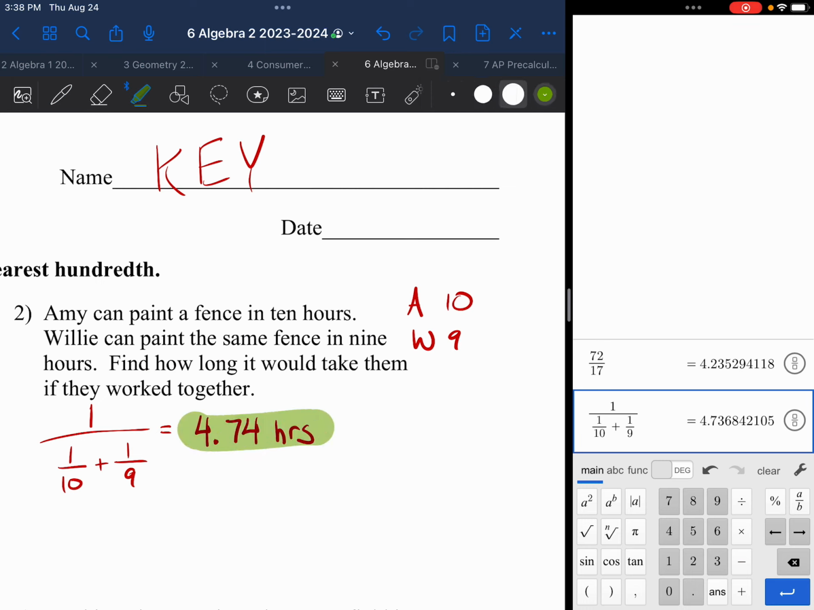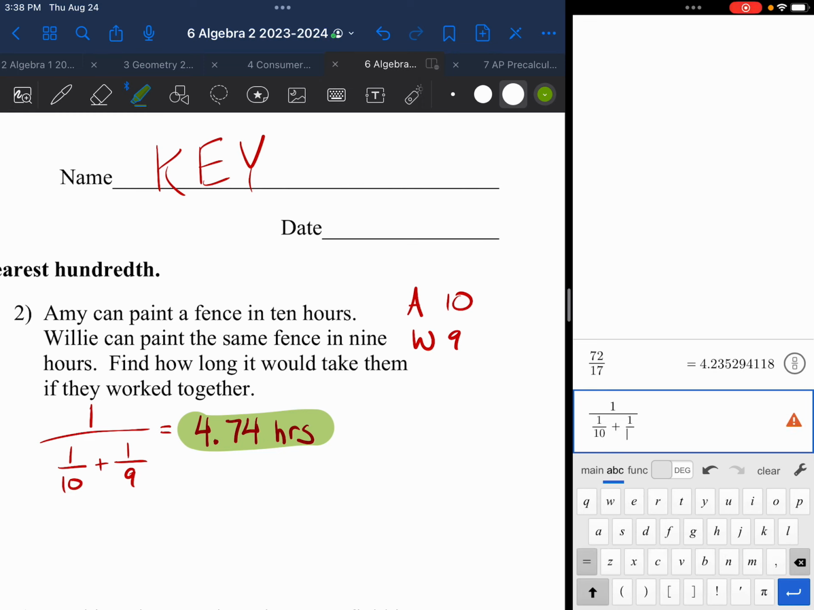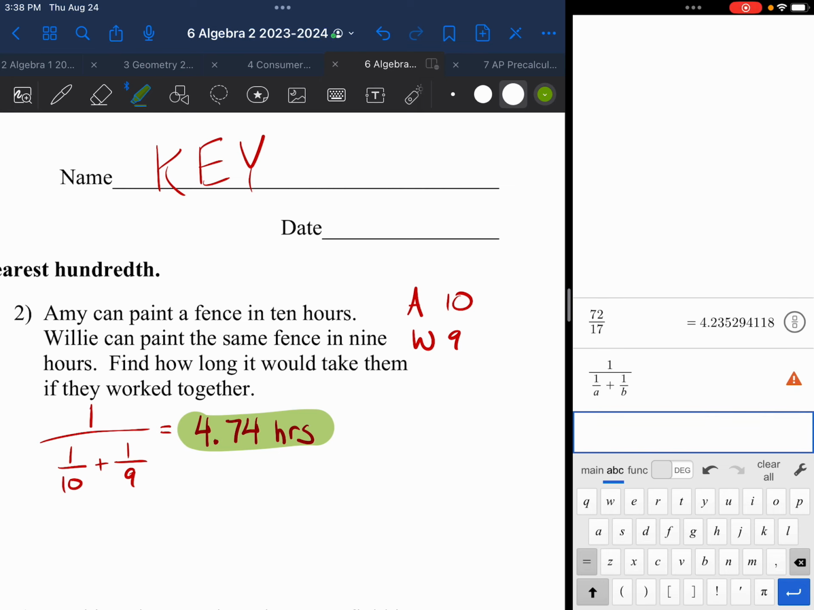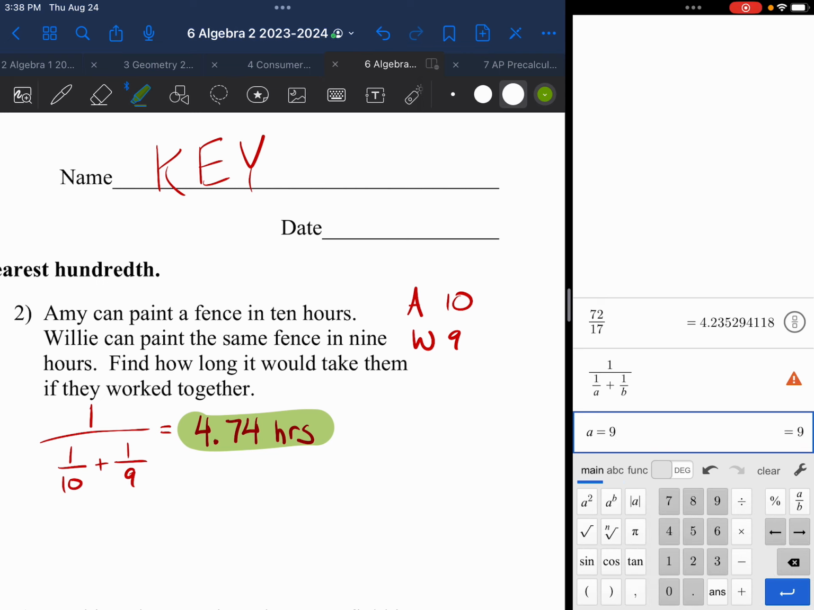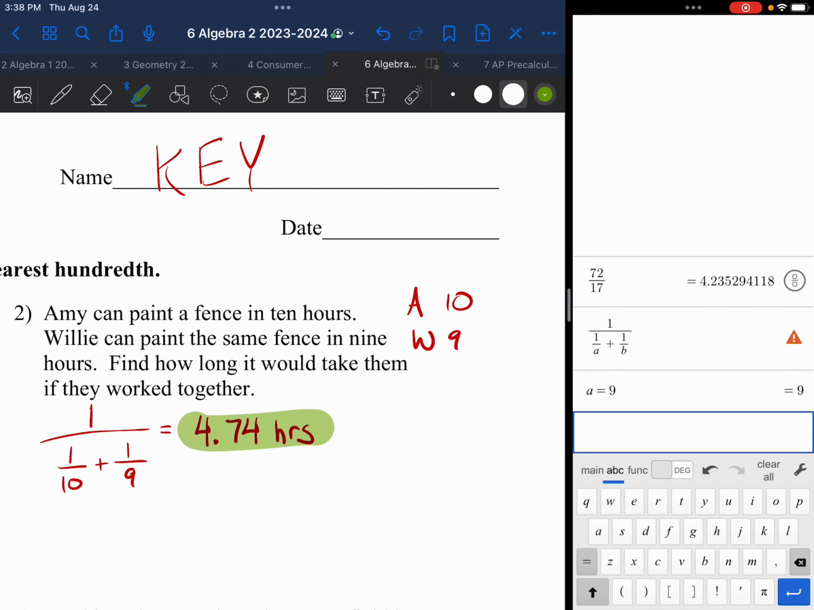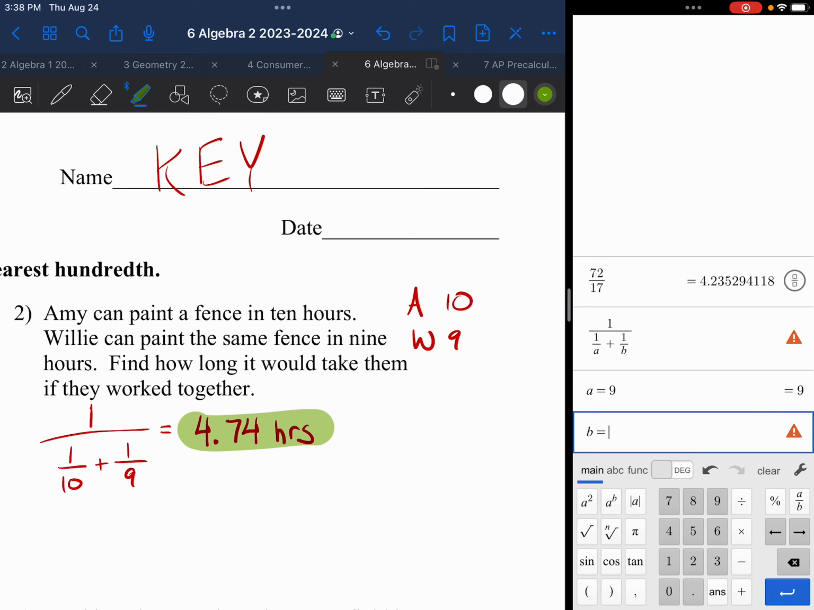But you can make this even easier, because now I have to come back here and edit them. So I'm on the calculator side. If I change this into a letter, I can just call it B, and I can call this other one A. And I can actually create a variable down here for A, and A in this case was 9, and B in this case was 10, and then it can spit out the number just with variables. So ignore the 72 over 17, we don't need that.